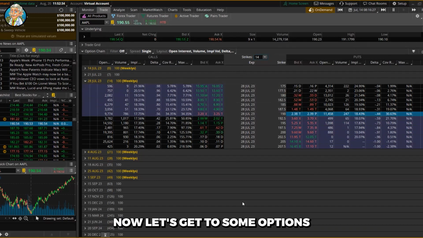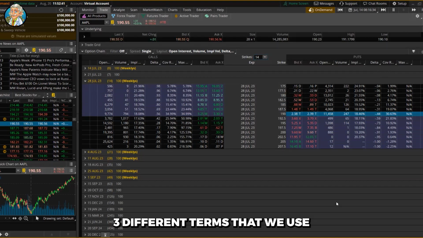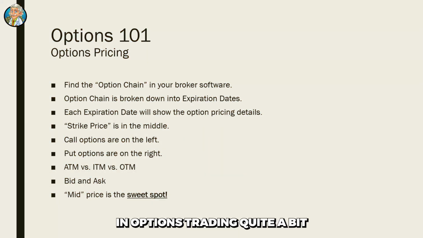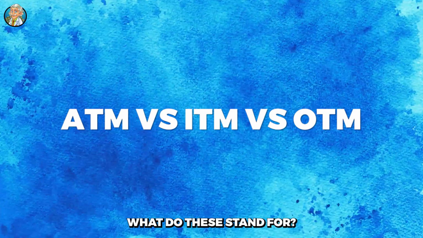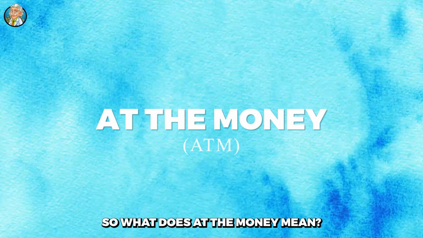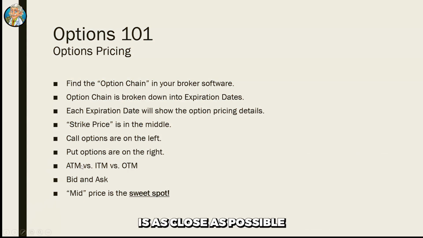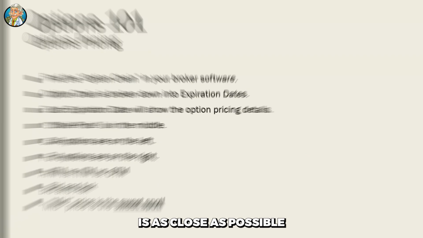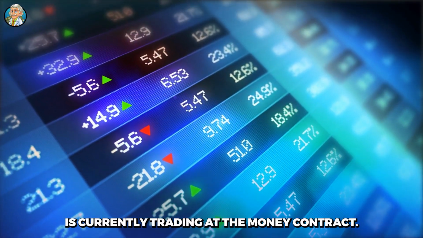All right, now let's get to some options-specific vocabulary. I'm going to talk about 3 different terms that we use in options trading quite a bit: ATM versus ITM versus OTM. What do these stand for? ATM stands for at the money. All right, so what does at the money mean? Well, that means that the contract that we're trading is as close as possible to the price at which the underlying is currently trading. At the money contracts.